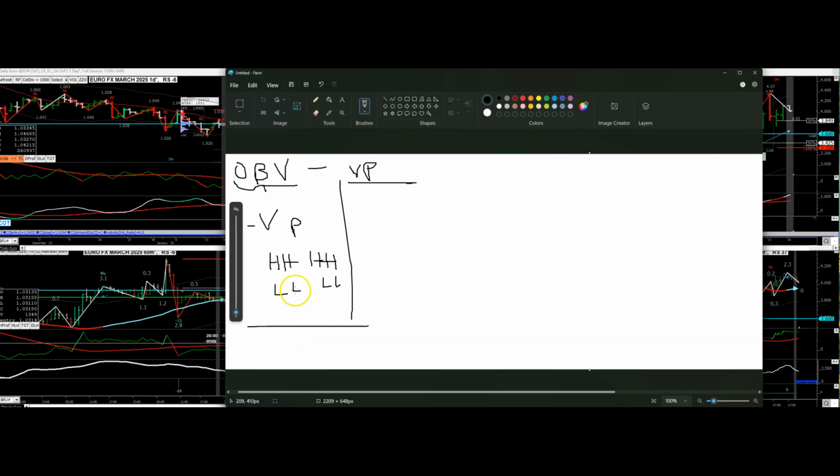And why does it do that? Because of one reason: OBV analyzes accumulation and distribution in a very, very simple way. So let's just cover that.